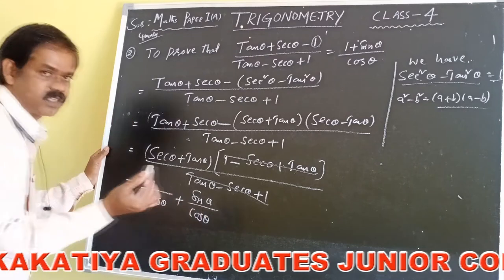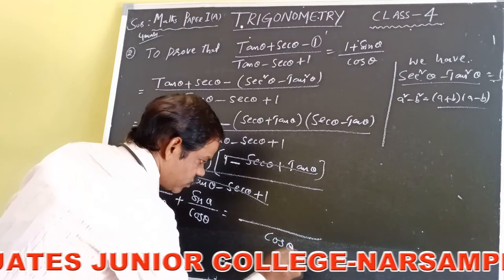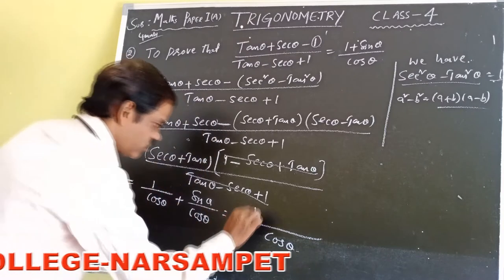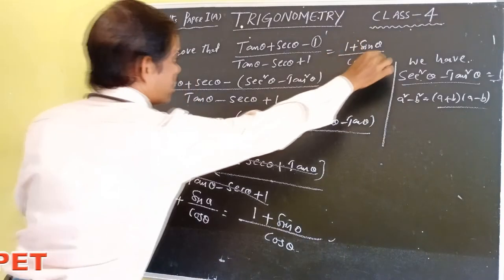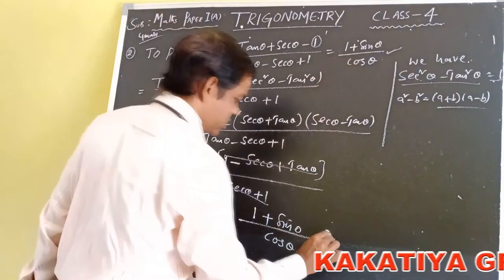Taking LCM, it's very simple. So LCM is equal to cos theta. If you take LCM cos theta, then the remaining term is 1. So 1 plus sin theta. Whatever the LHS, it equals the RHS. So 1 plus sin theta by cos theta. Hence the LHS is equal to RHS.